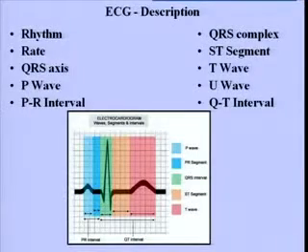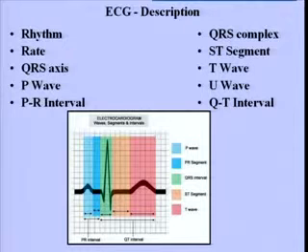So when we finally describe an ECG, what are the things we should describe? First, we should tell about the rhythm. What is the rhythm of this patient? Is it a sinus rhythm, or is the patient in atrial fibrillation, or any other type of arrhythmia, like ventricular fibrillation or whatever it is? We should first tell about the rhythm.